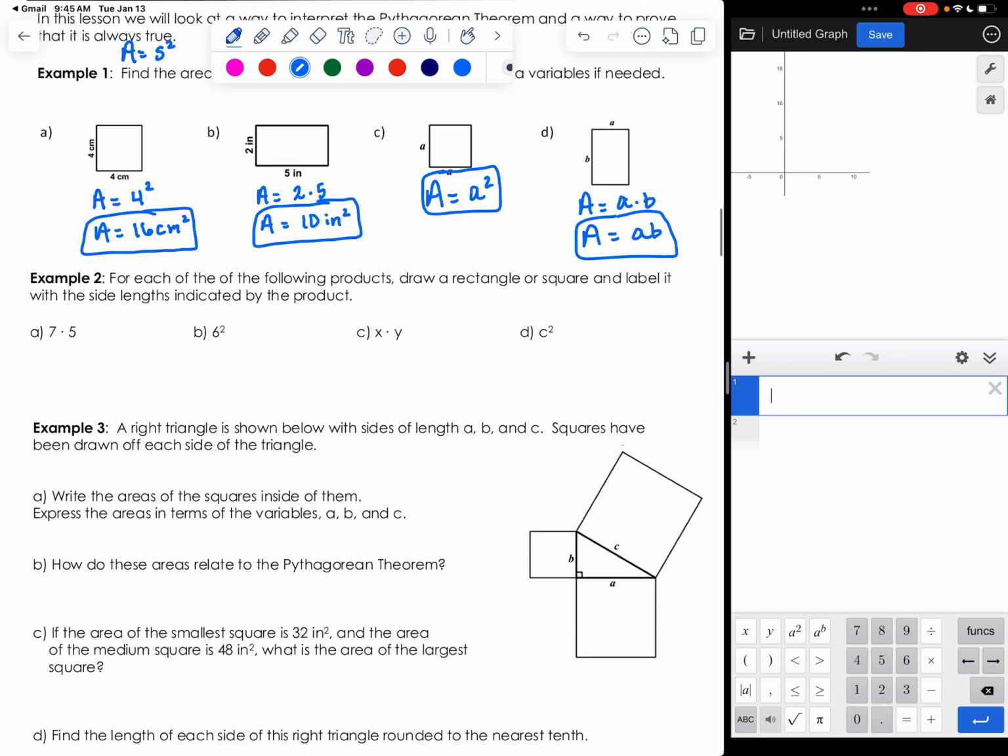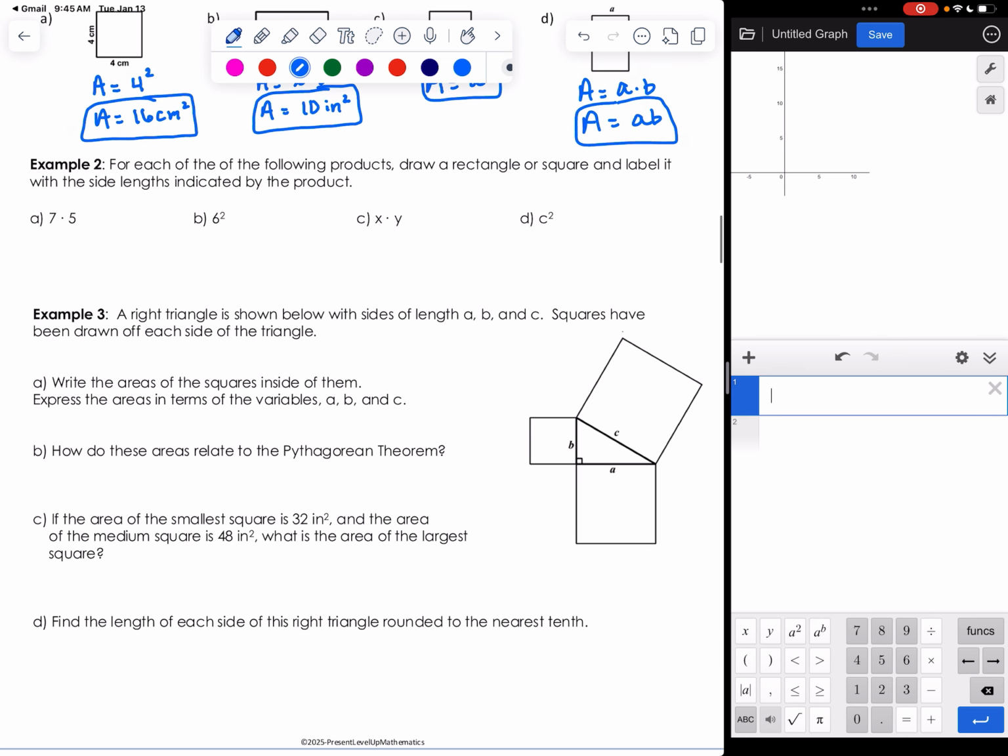Example 2, for each of the following products, draw a rectangle or a square and label it with the side lengths indicated by the product. In problem A, we have the product 7 times 5. Now, I want you to think, would the model of 7 times 5 be a rectangle or a square? Pause the video and think about it. All right, welcome back. Hopefully you said that the model would have to look like a rectangle because our sides have different lengths. So the short side would be 5, the longer side would be 7.